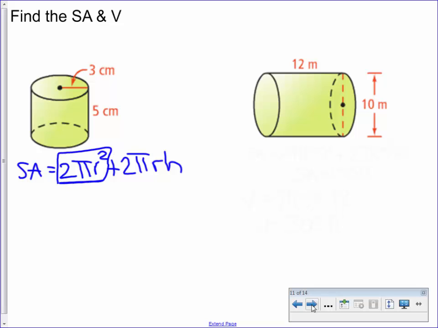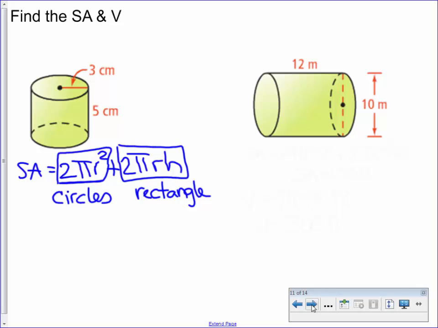Now, when I look at this formula, what I want you guys to realize is this part of the formula here is the circles. There are 2 of them. They're the bases. This part here is the rectangle that forms the outside of the cylinder. Because there are 2 bases, that's why it's 2 pi r squared. Pi r squared is the area formula for a circle.